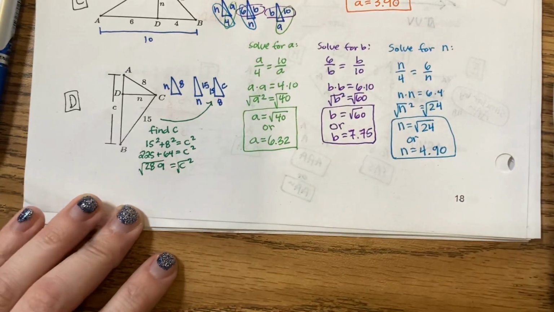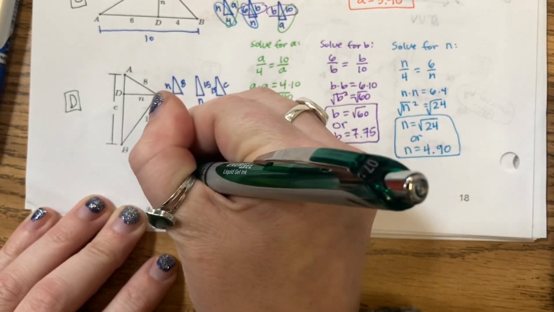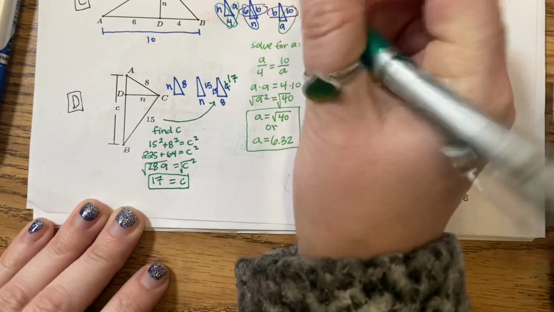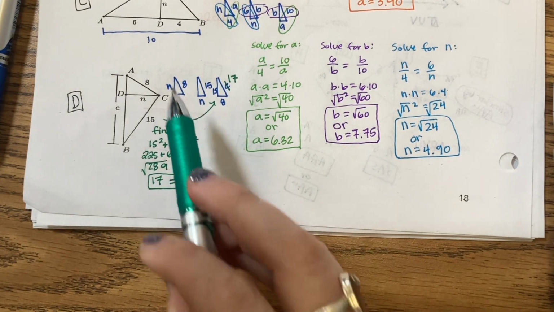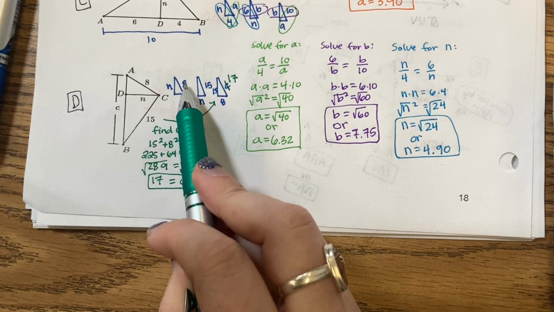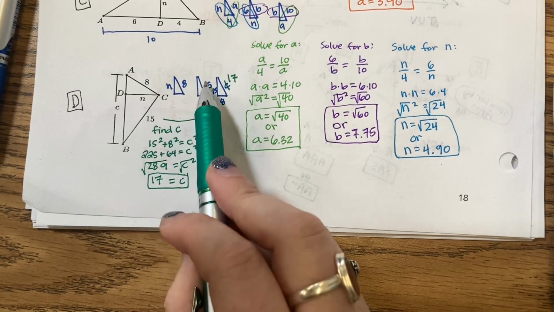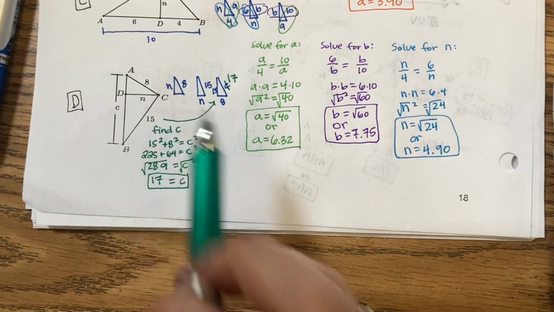289 square root is 17. All right, now I want to find n. I cannot do n over 8 equals 15 over n. I can't do that because they're not in the same locations. They would have to be in the same spots to set up the proportions.